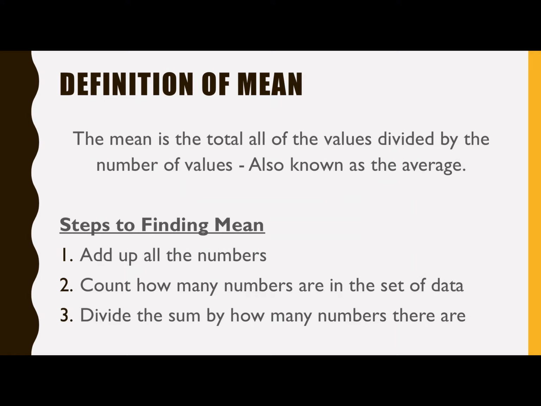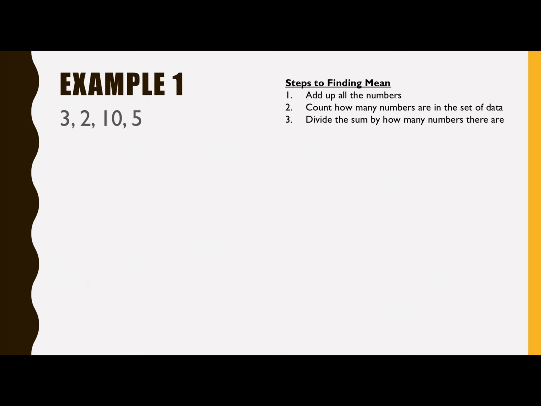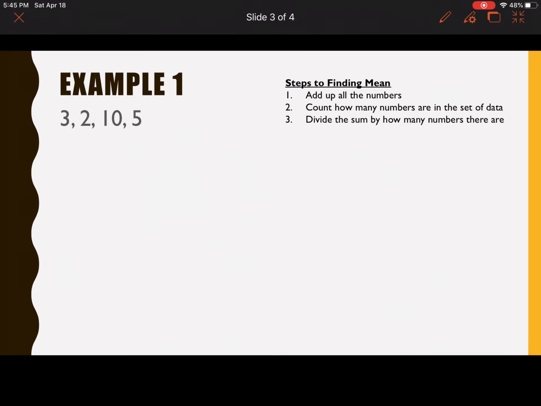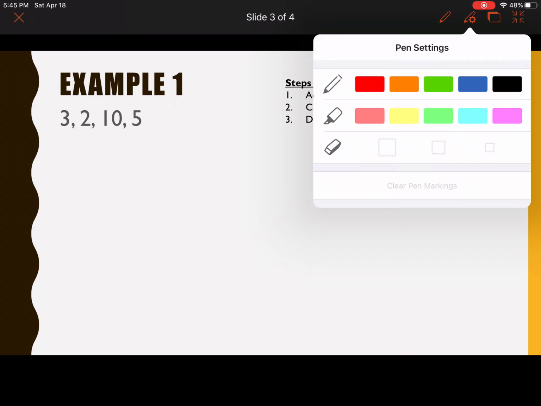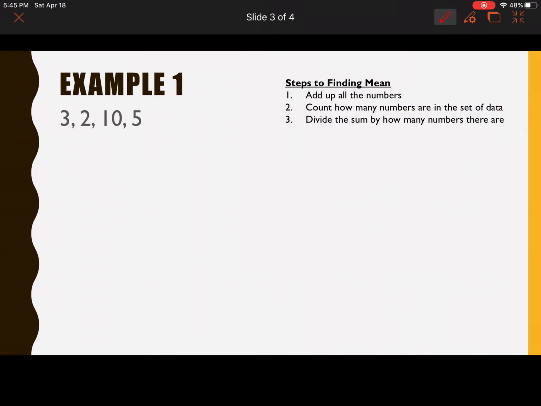So we're going to look at 2 different examples. In this first example, we have 3, 2, 10, and 5 in our set of data. So our first step is going to be add up all the numbers. So we are going to take 3, 2, 10, and 5 and add them all up.